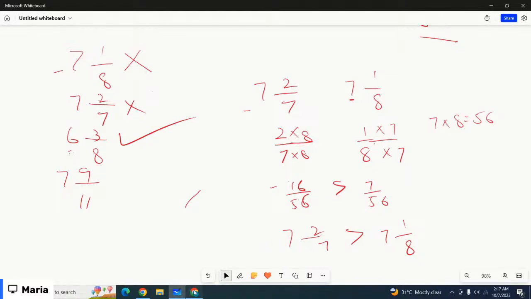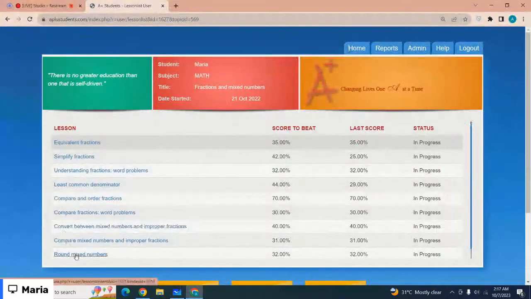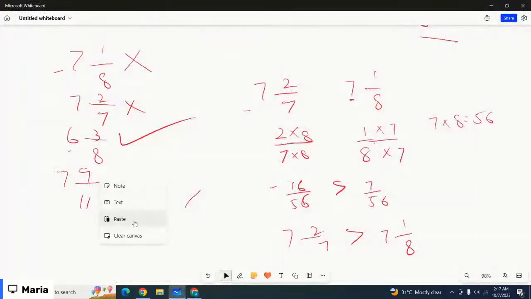Okay, the next one is, I think, rounding. Round mixed numbers, right? Let's just see how do we round mixed numbers.